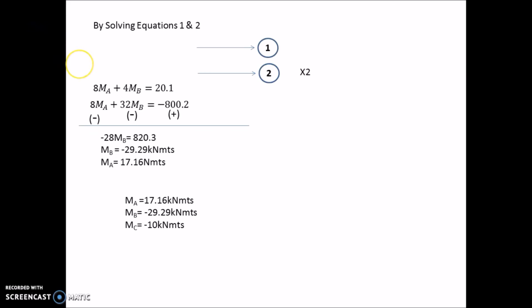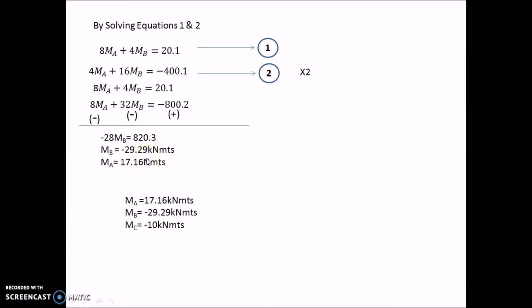Now by solving these two equations, here it is 8MA plus 4MB is equal to 20.1, and here it is 4MA plus 16MB is equal to minus 400.1. So I multiplied it with 2 and my equation becomes like this. By subtracting this equation from this equation, we get minus 28MB is equal to 820.3, and finally by solving we get MB value as minus 29.29 kilonewton meters, and by substituting this value in either of equations 1 or 2, we get MA value as 17.16 kilonewton meters. Mark it as kilonewton meters.